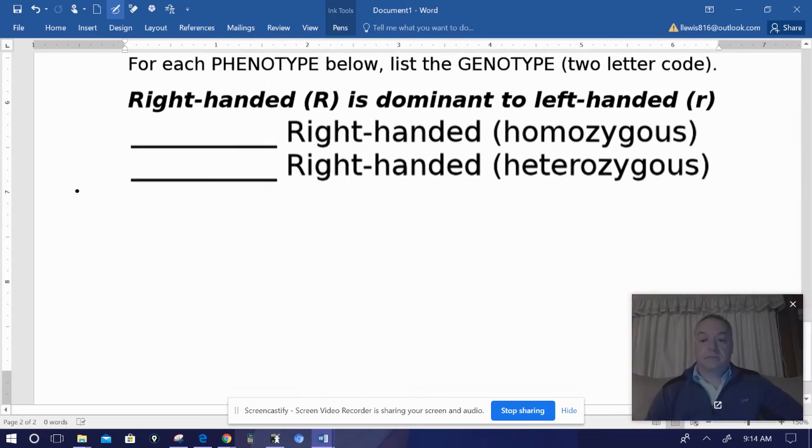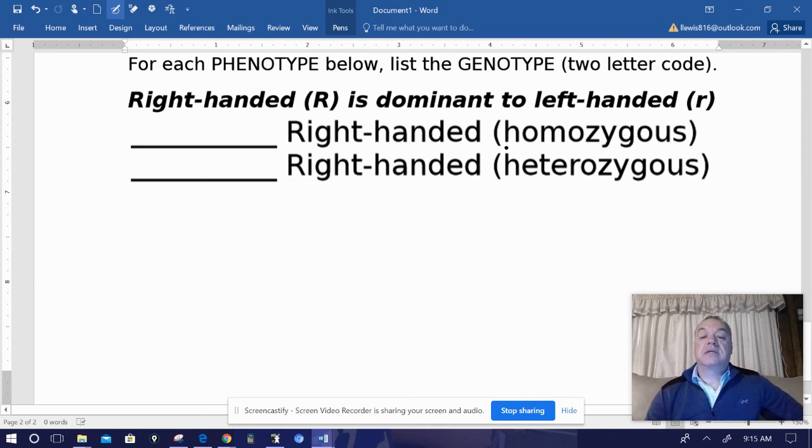Now let's consider the genotype based on the phenotype. What kind of genes would there be based on what we see? Here we have right-handed is dominant to left-handed, and we are told that right-handed is a capital R, and it's dominant. Left-handed is a little r, and it's recessive.